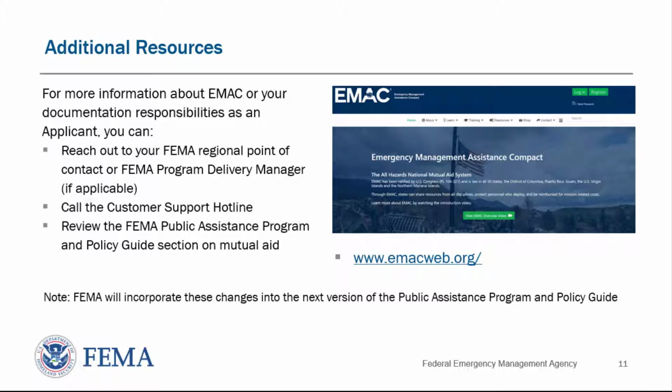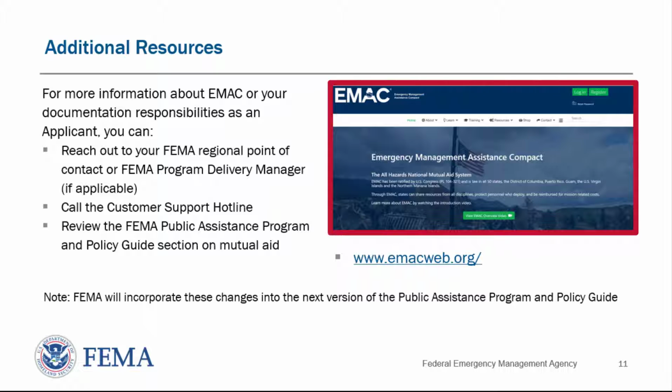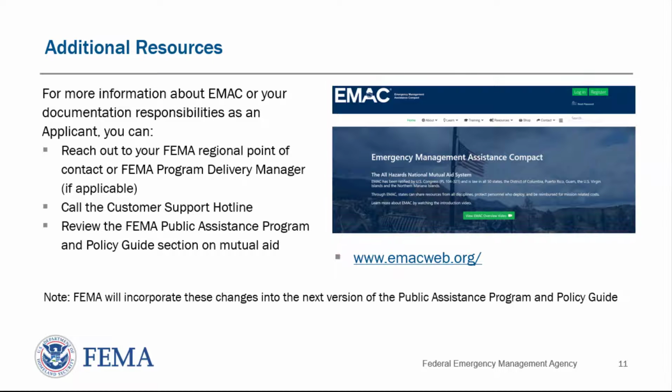Additional resources are available. For more information about EMAC or your documentation responsibilities as an applicant, you can visit the EMAC website directly at www.emacweb.org. You can also reach out to your FEMA regional point of contact, or if assigned, your FEMA program delivery manager. You can call the customer support hotline, whose contact information will be listed at the end of this video. You can also review the Public Assistance Program and Policy Guide, specifically their section on mutual aid.